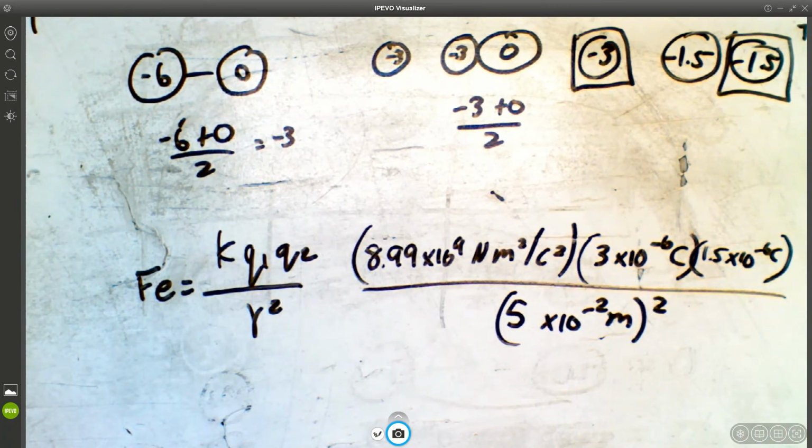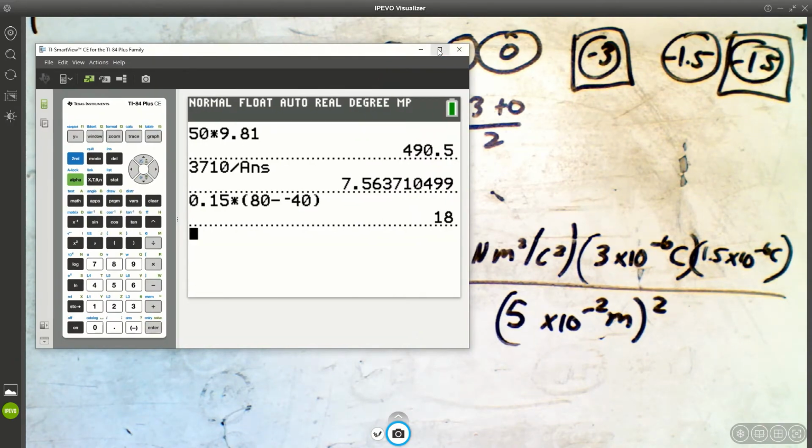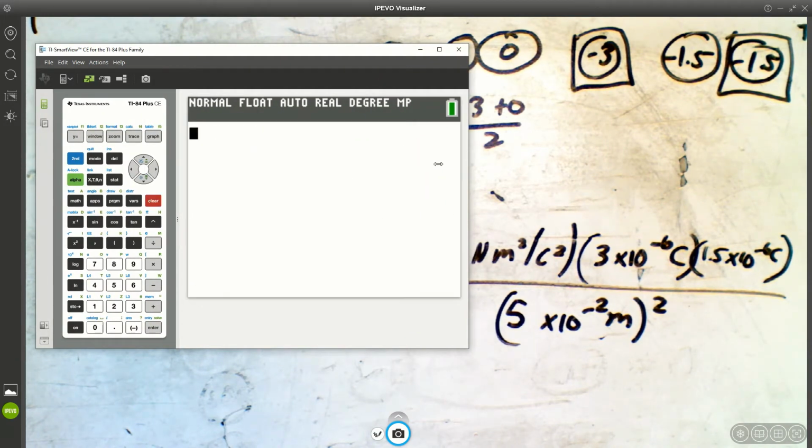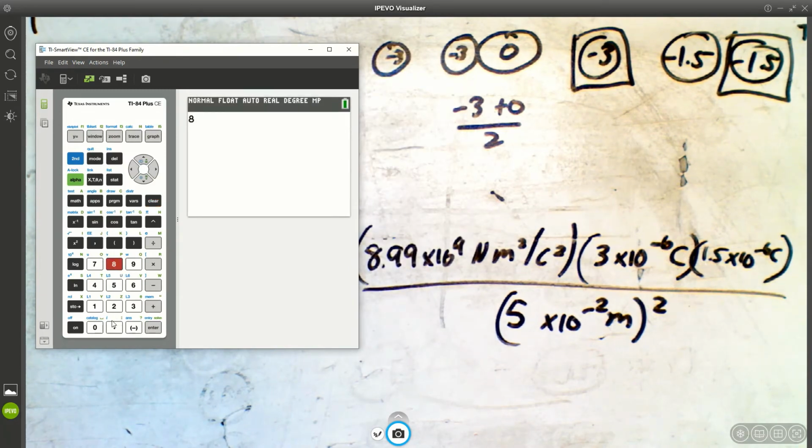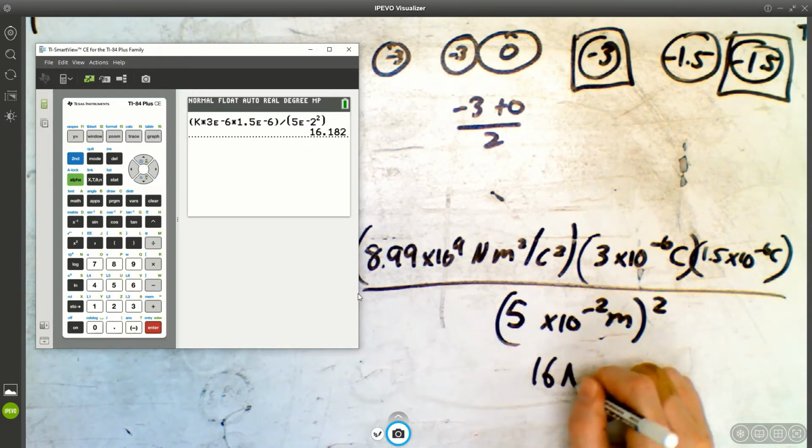So we plug that all into our calculator. And you can remember, we can program numbers into our calculator. So I'll program K into my calculator. The way that I would program that in there is I would go 8.99 times 10 to the 9, and I want to store that as alpha K. And now that's programmed in there. So when I type it in, I can just go alpha K times 3 times 10 to the -6 times 1.5 times 10 to the -6, and then divide that by 5 times 10 to the -2 squared. When I do that, I get my force is, I have 2 sig digs, so I get 16 newtons.